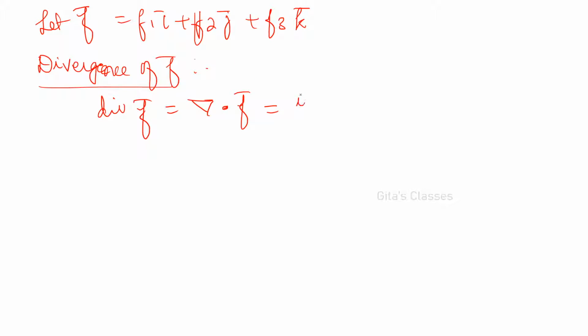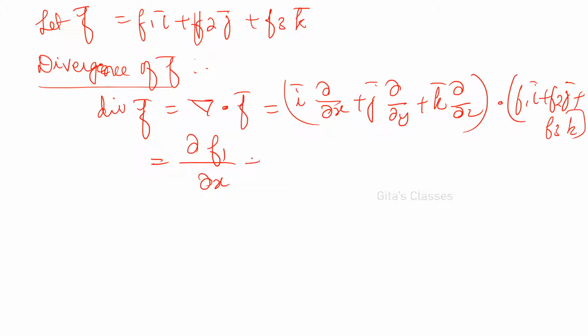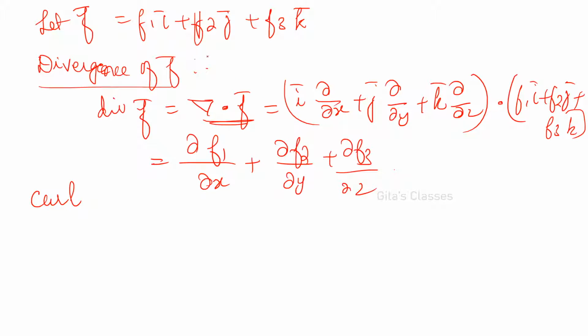So if you apply I into dou by dou x plus j into dou by dou y plus k into dou by dou z dot this f1i plus f2j plus f3k, right? Therefore, dou f1 by dou x plus dou f2 by dou y plus dou f3 by dou z. Right? This is divergence of f. And next, if you take cross product. Now we have taken dot product here. This is dot product.